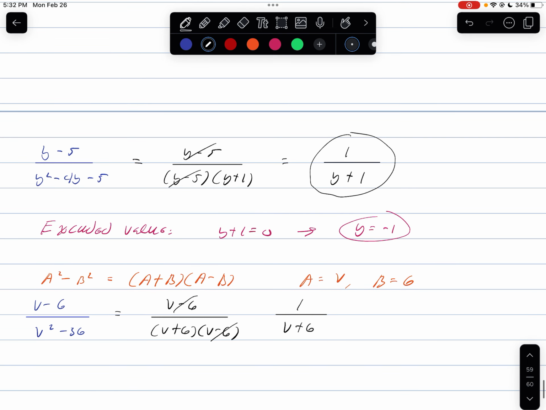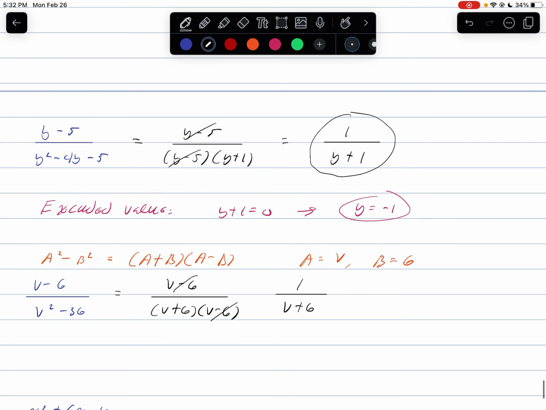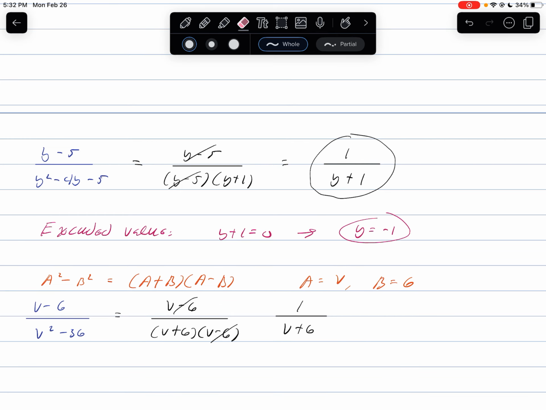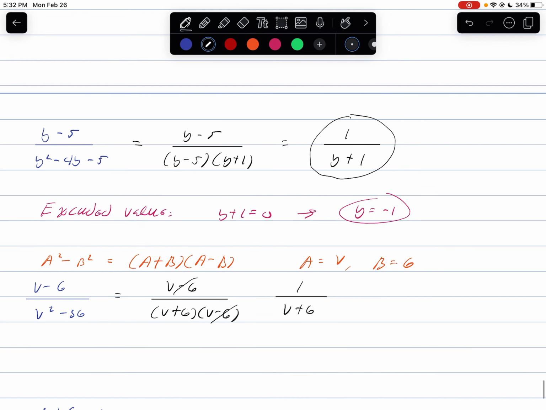One thing I forgot to mention here, we actually have an additional excluded value for our previous problem here. Remember, I made a mistake here. I was looking at 1 over y plus 1. If we actually want to look at the excluded value for this previous problem, we want to consider both of these values here. Anything that would make this equal to 0, we also have to consider y minus 5. So we would also have to set y minus 5 equal to 0, and that's going to give us that y equals positive 5 is also an excluded value.